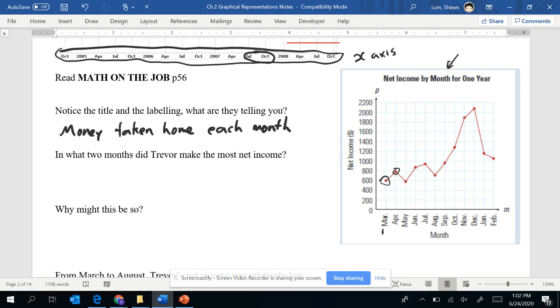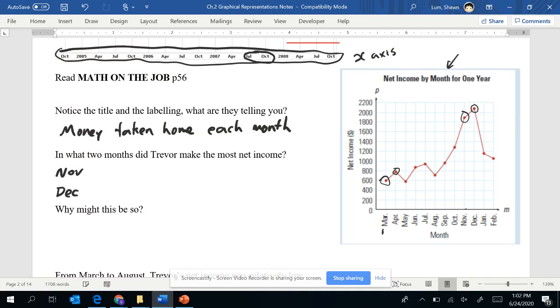In what 2 months did Trevor make the most net income? So what 2 months are the highest? And let's take a look at this. So it looks like right here, these are the highest two values right here. And this was in the month of December and November. Okay, so we're going to say November and December.